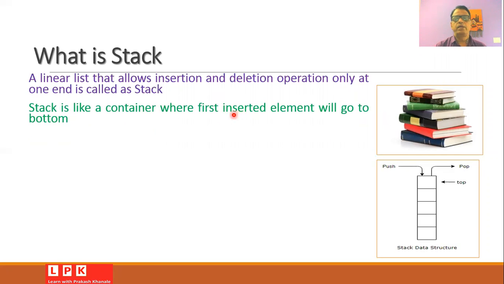A stack is like a container where the first inserted element will go to the bottom. As shown in this diagram, whenever we keep the first book, it will go to the bottom and the second book will come on the top. If we insert the third book, again it will come on the top.